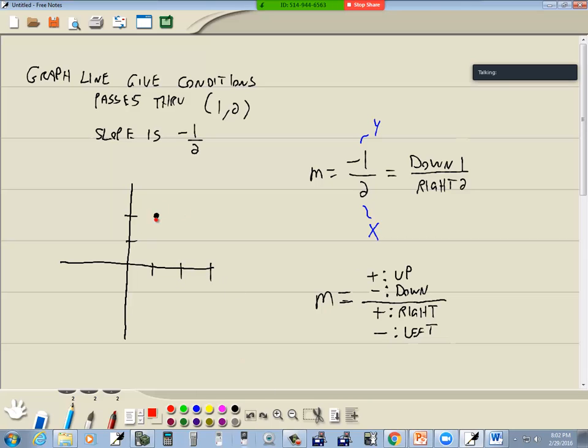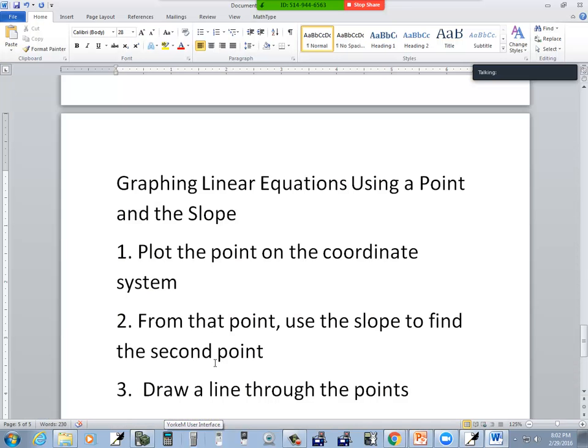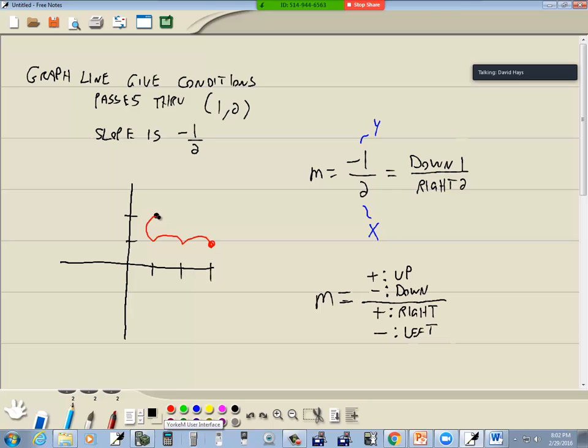So we said from this point, we're going to go down 1, right 2. So we go down 1 unit, and then we go right 2 units. And that's where we'll put our second point. Then draw a line through the points. So after you get your second point, you draw a straight line through them, as straight as I can draw it. And that would be our line.